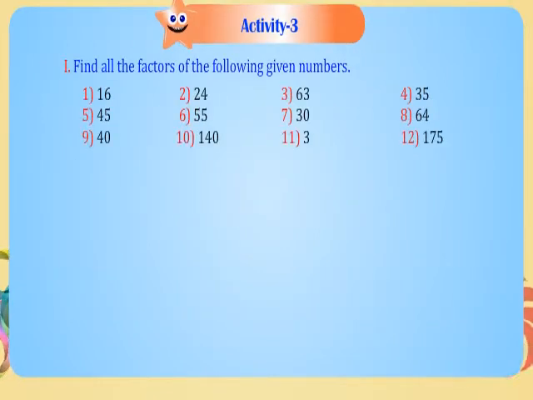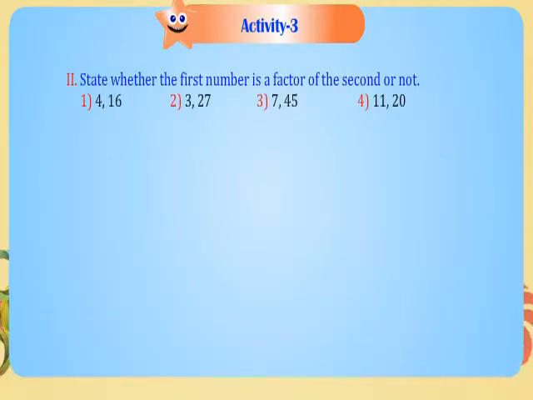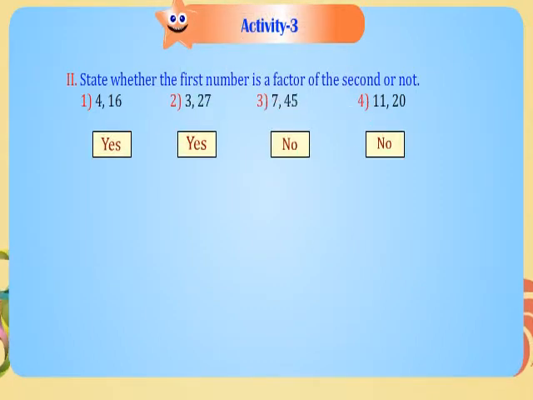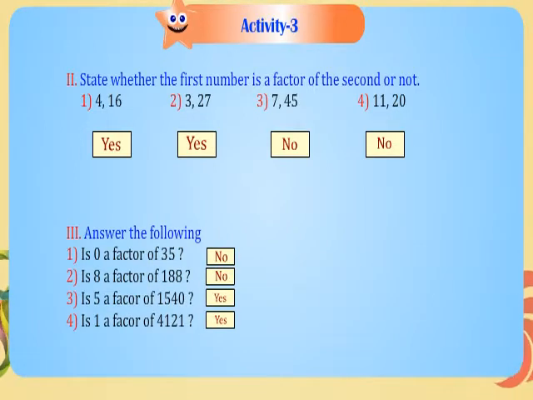Activity 3. Section A. Find all the factors of the following given numbers. Section B. State whether the first number is a factor of the second or not. Section C. Answer the following. First, is 0 a factor of 35? Second, is 8 a factor of 188? Third, is 5 a factor of 1540? Fourth, is 1 a factor of 4121?